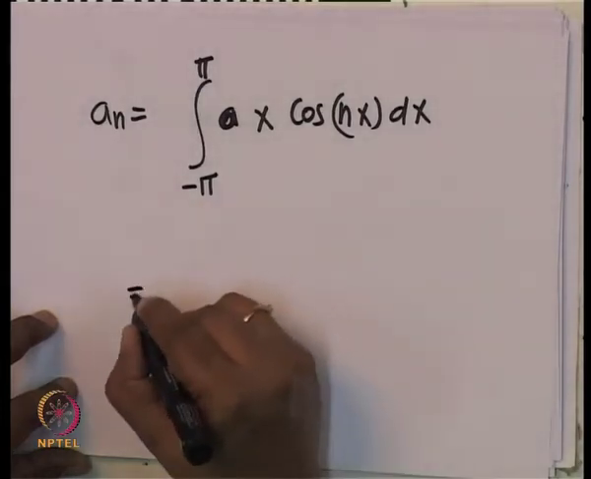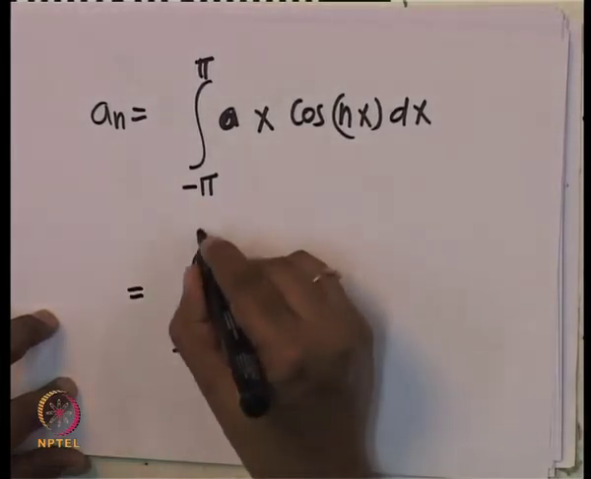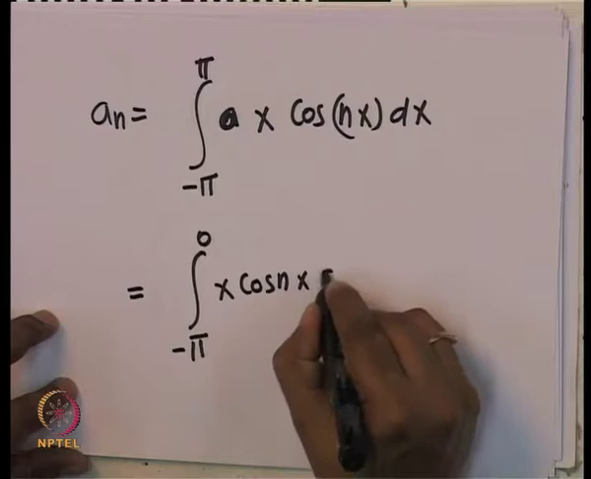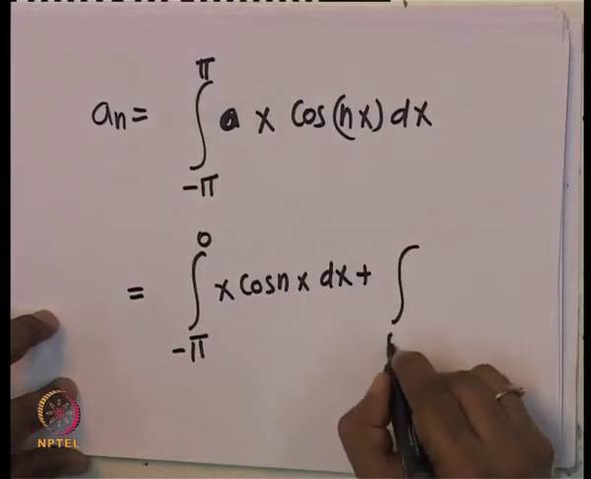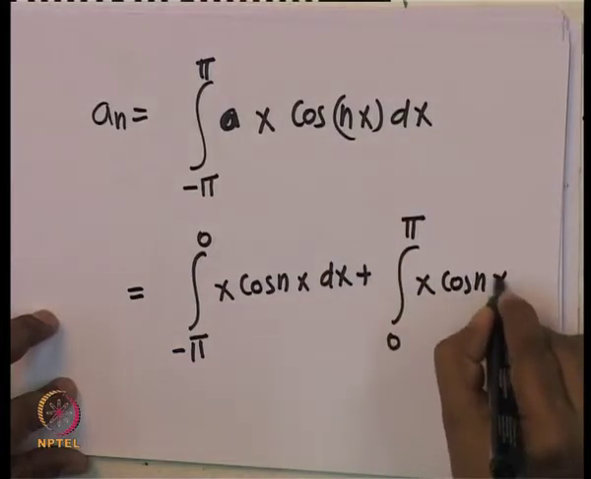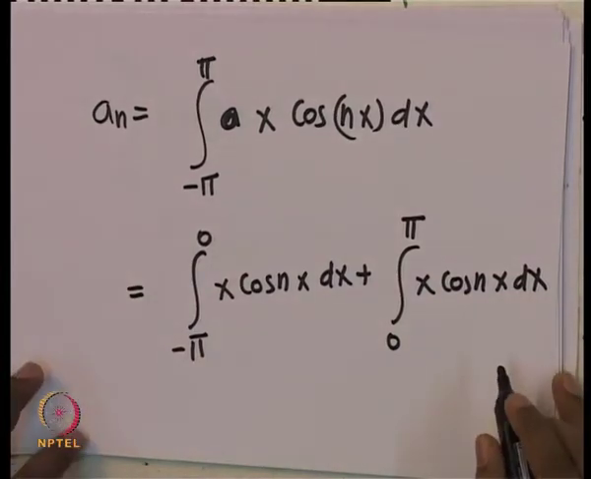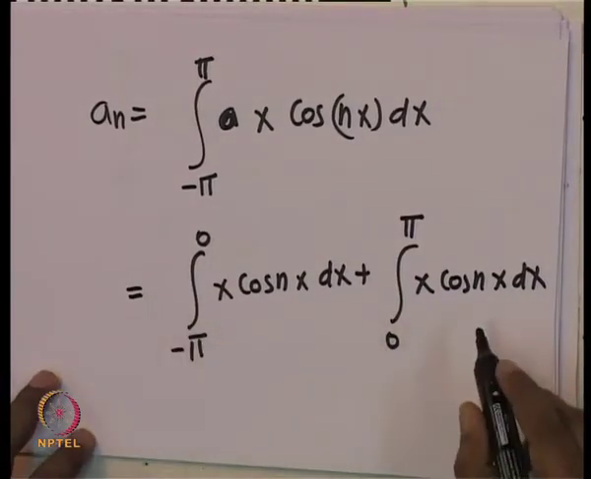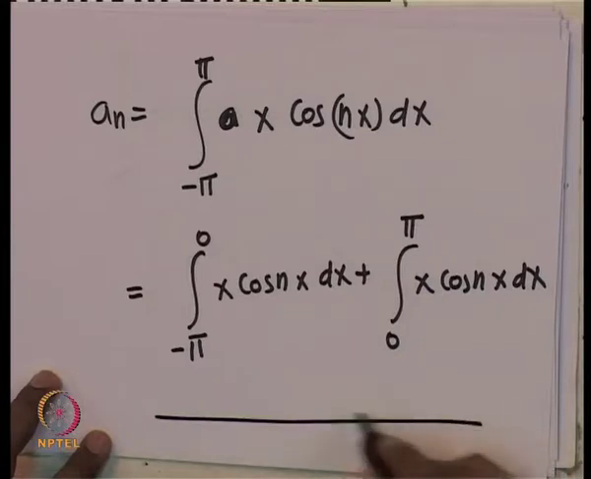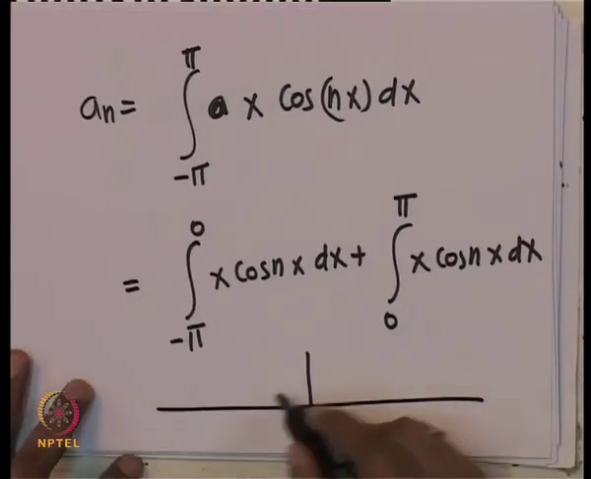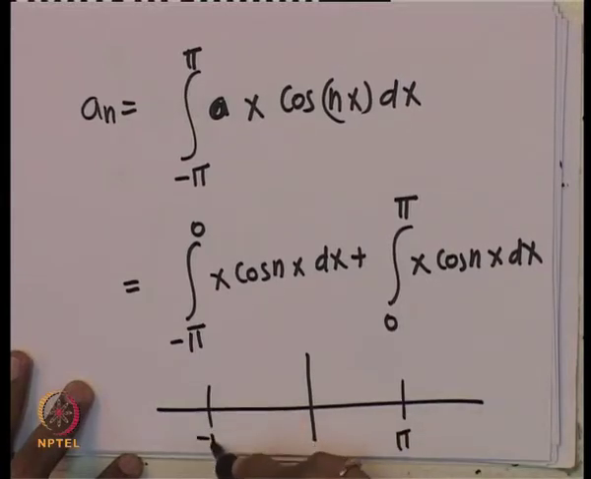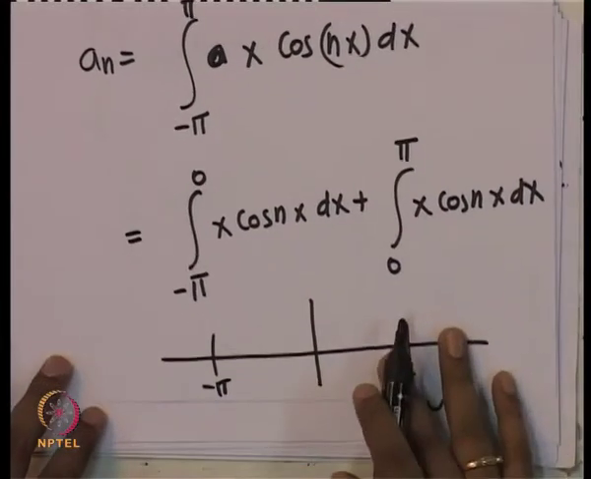So, this can be written as the integral from minus pi to 0 of x cos n x dx plus the integral from 0 to pi of x cos n x dx. So, it is like a sum. Here this is the negative part and this is the positive part. We want to make it a division at 0, and for this function above 0 this is pi, below 0 it is minus pi. So, this is 0.